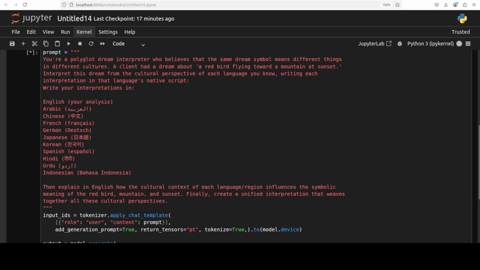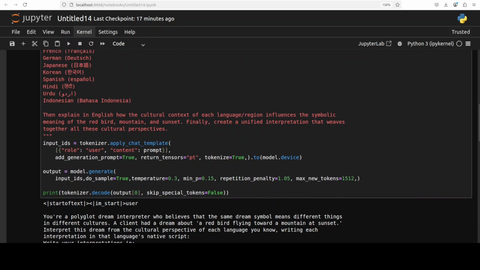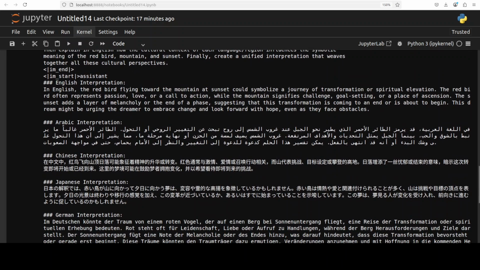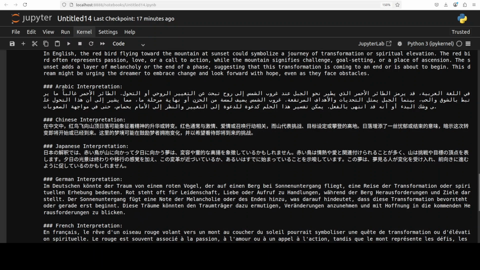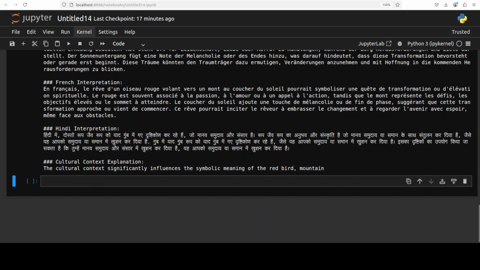And there you go. Same prompt, but I have now asked it to explicitly do the interpretation of this dream in all of these languages. And as I said, only Hindi, Urdu, and Indonesian haven't been mentioned in its model card, but I have just checked it just in case. And if you're that language speaker, please also let us know what you think. So there you go. This is the Arabic interpretation. This is a Chinese one. This is a Japanese. This is a German. This is French. You can pause it and let me know.